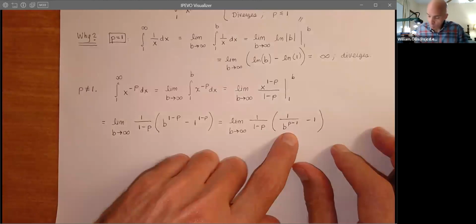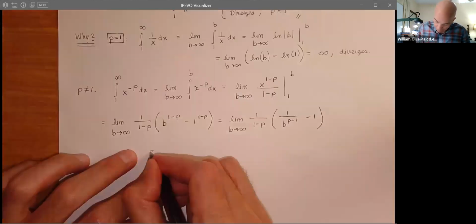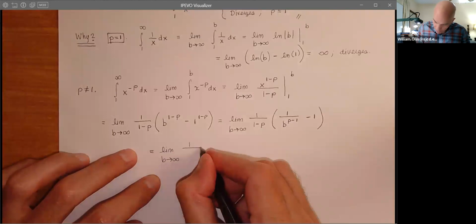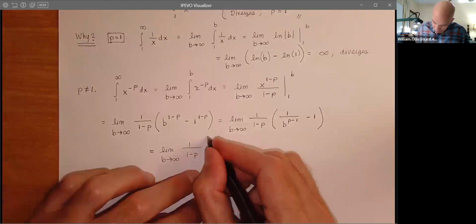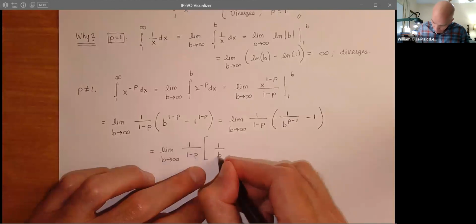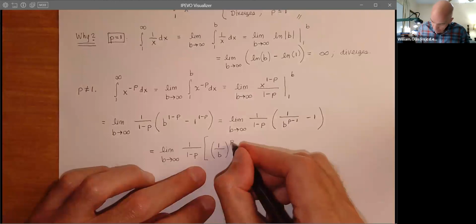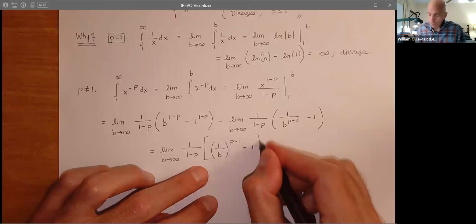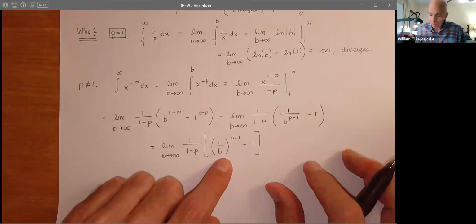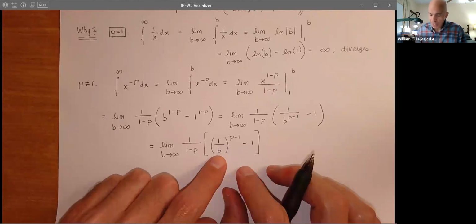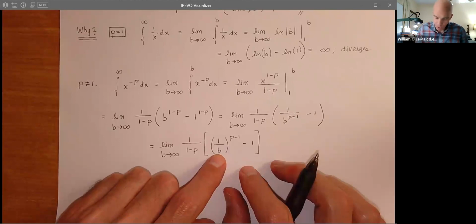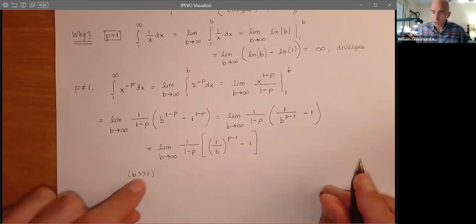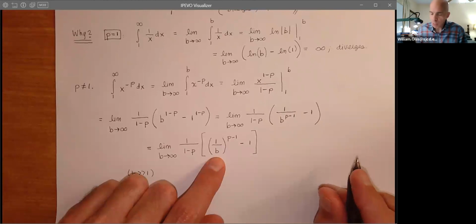Now, one more step. Again, you want to make this easy to see. 1 over 1 minus p, times 1 over b to the p minus 1, minus 1. Now, if you look at this, and this is just like what we've done before, as b passes to infinity, in this case, b is bigger than 1. So we'll think here that b is clearly much larger than 1. Then 1 over b to the p minus 1 is a number that's between 0 and 1.